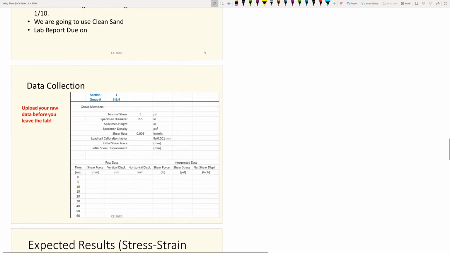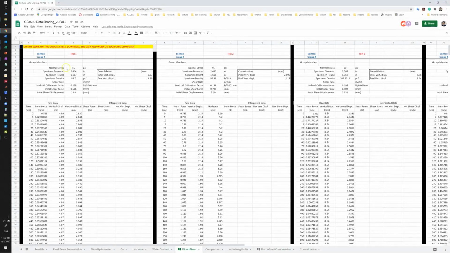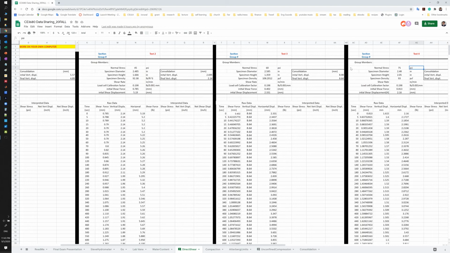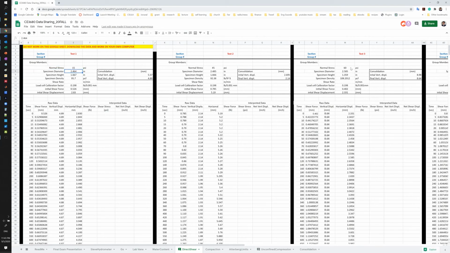So this is the Google Sheet that we have, and I have already provided all the needed data for you to interpret the data and do the calculations. There are 4 tests at different stress levels: 15, 45, 60, and 75 psi, pounds per inch square. And the specimen diameter, the specimen height, and also the density of the test are already provided. So you have all this information, and also the initial readings from before we started recording the dial gauges. You will need those initial readings for data interpretation.